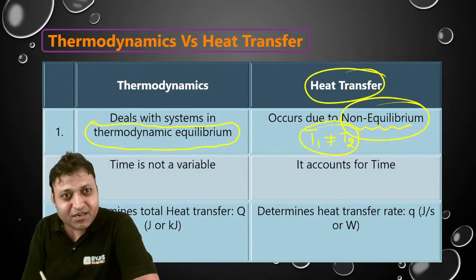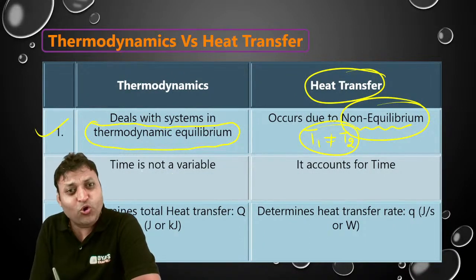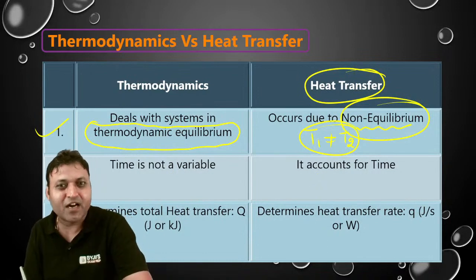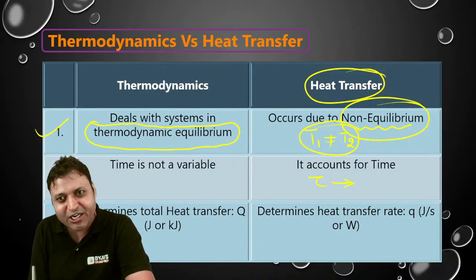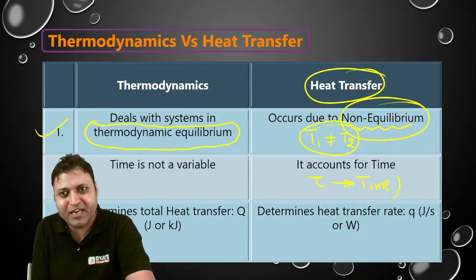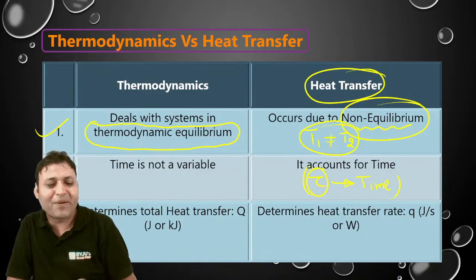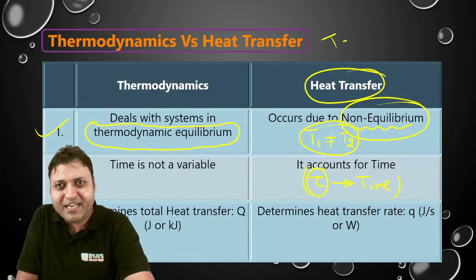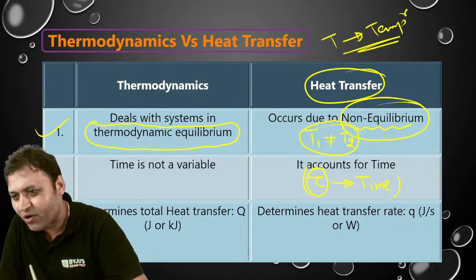The second difference is, in thermodynamics, we do not talk about time. Time is not a variable. But in heat transfer, we always talk about the importance of time. Time is denoted by tau in heat transfer. We will be using the notation tau for time because temperature is denoted by T. T is for temperature. So tau will be used for time.